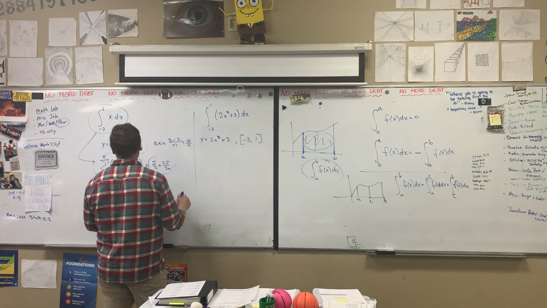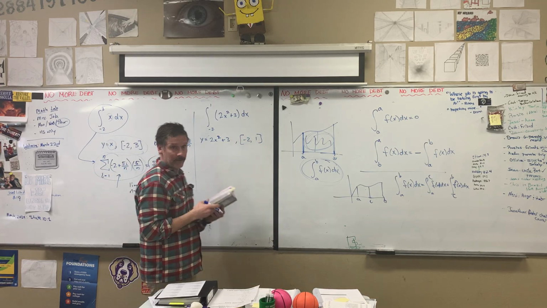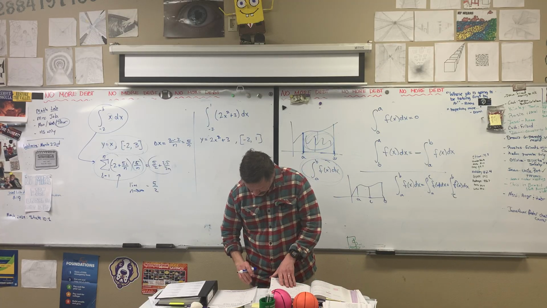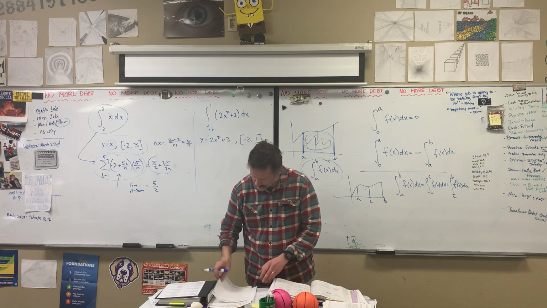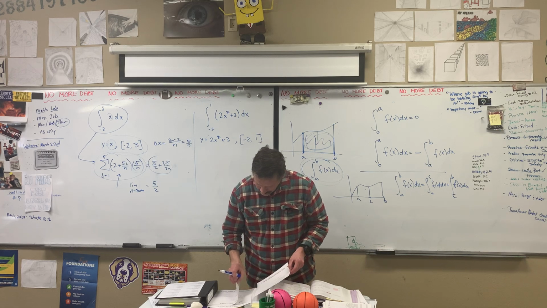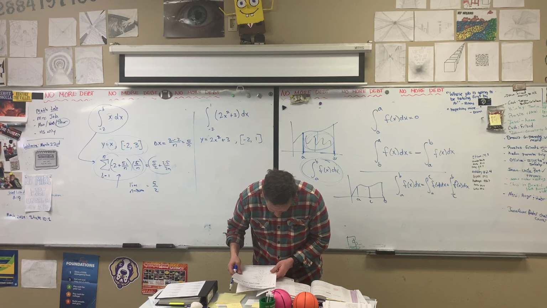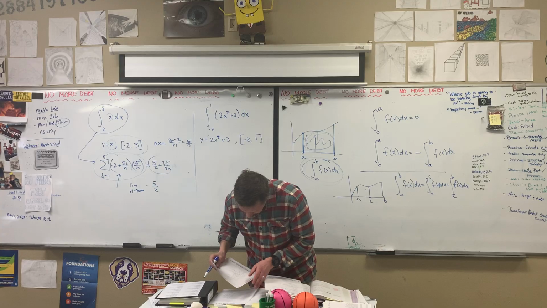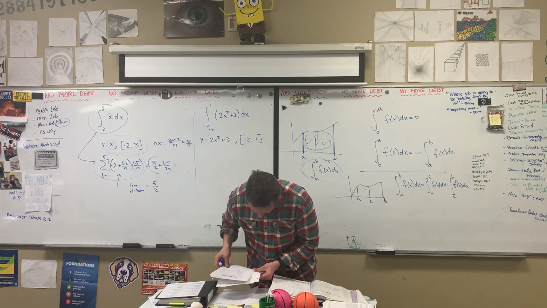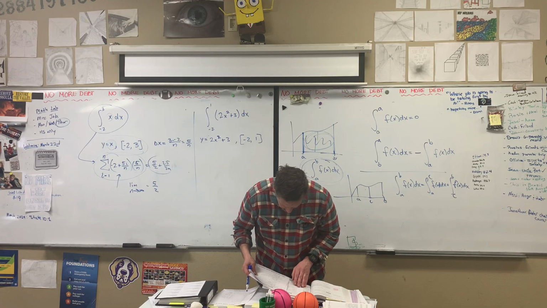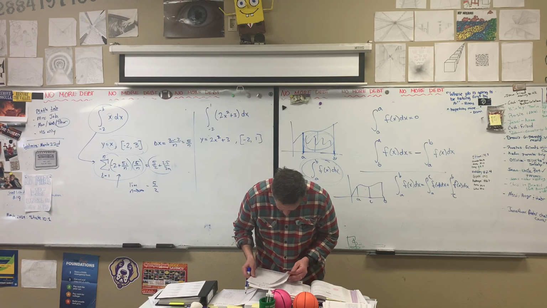Go ahead, let's write some sigma notation from that. Or wait, the rate of change is 3 over n? Yeah, 3 over n.